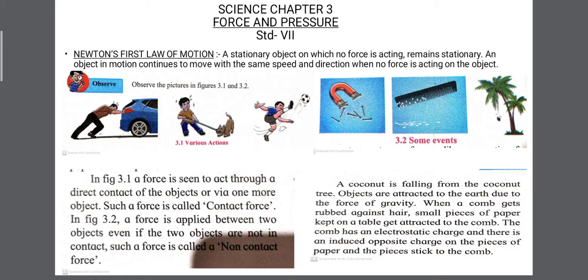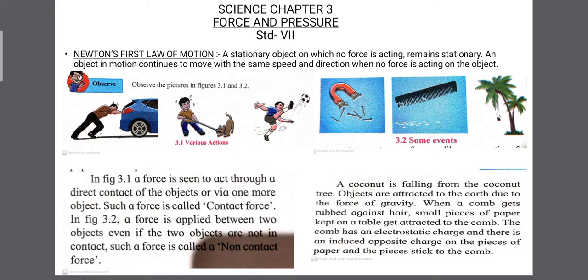So in figure 3.1, a force is seen to act through direct contact of the objects or via one or more objects. Such a force is called contact force. So what is contact force? Contact forces are involved only when two objects physically interact or touch each other. And non-contact force is a force which acts on an object without coming physically in contact with it.